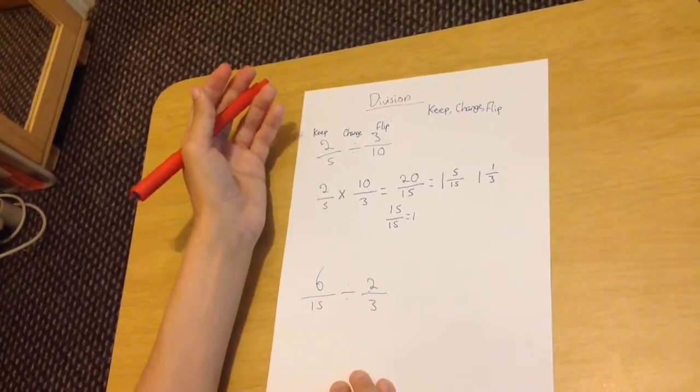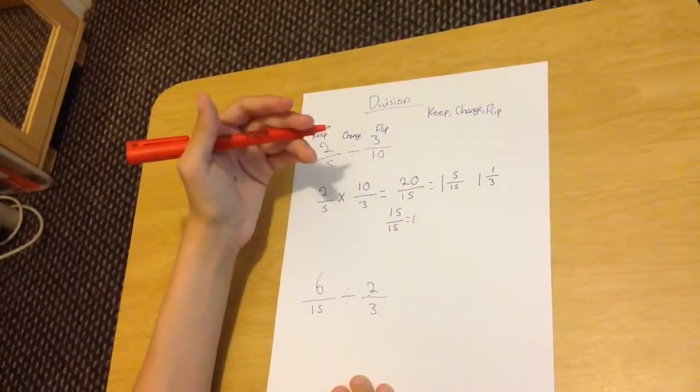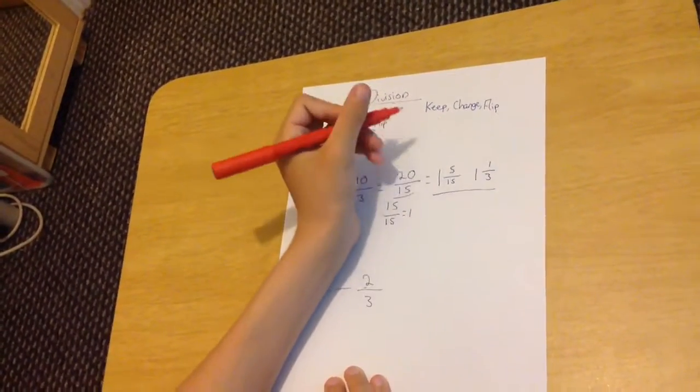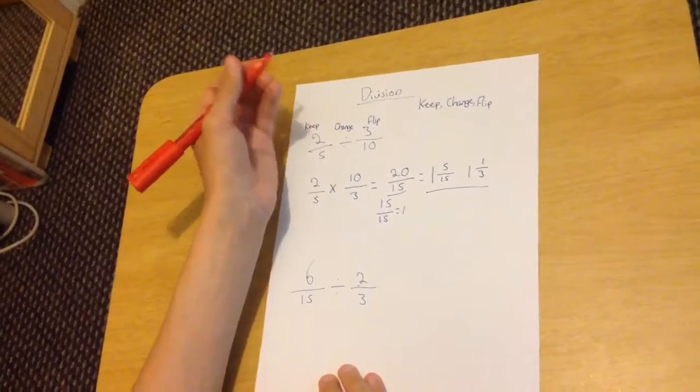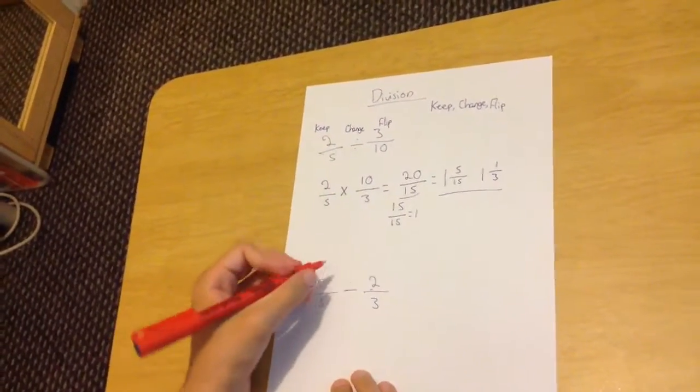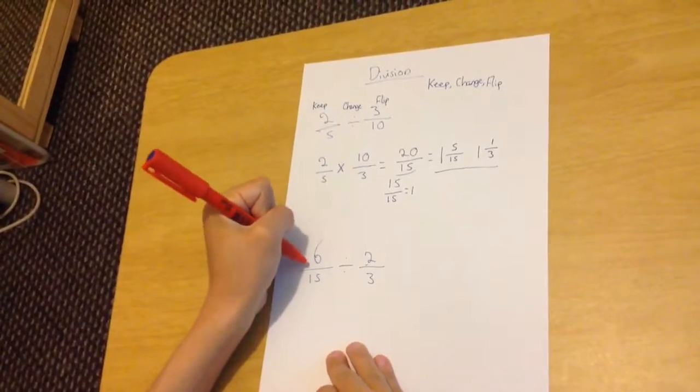In your answer, if they ask you to just work it out, then you can put either the improper fraction or either of the mixed numbers. If they ask you to write it as a mixed number or an improper fraction, of course just do one of these. Okay, next one.